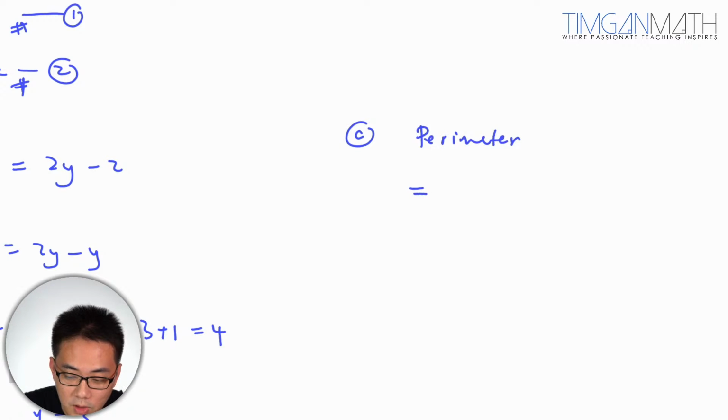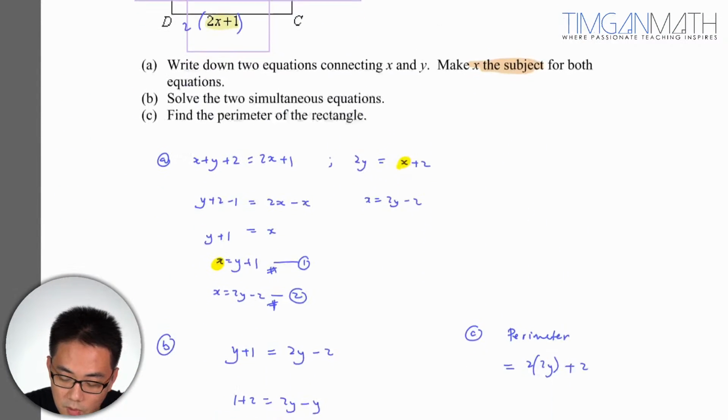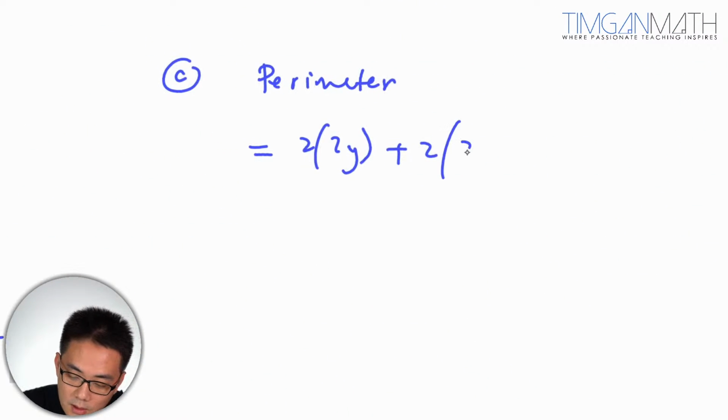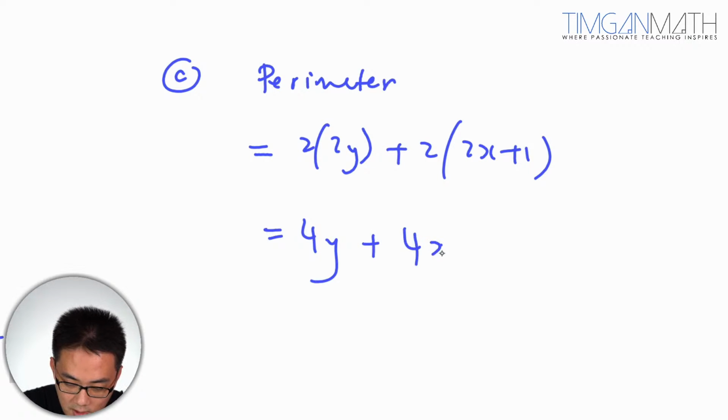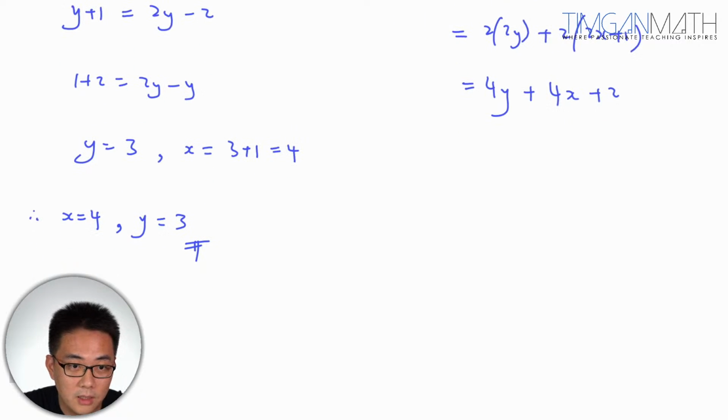I times 2 because it's opposite, right? So 2 times 2y here plus 2 times 2x plus 1. Okay, 2x plus 1 here, and this will be 4y plus 4x plus 2. And you're going to replace our favorite x and y, which we solved here, into the expression.